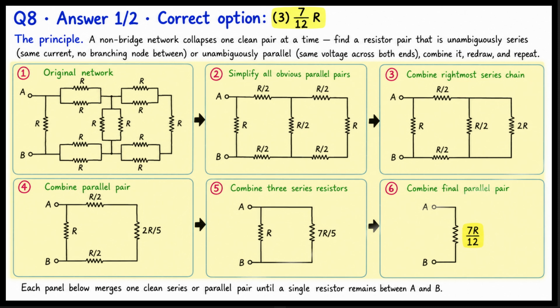The 6-panel figure from the source walks through the simplification in stages. Each panel merges one clean pair and redraws the resulting network. Panel 1 is the original network. Panels 2 through 5 collapse one pair each. Panel 6 shows the final result, a single resistor of 7R/12 between A and B.